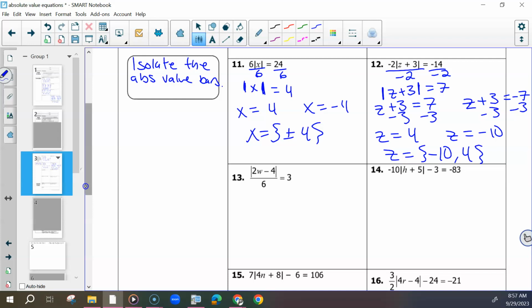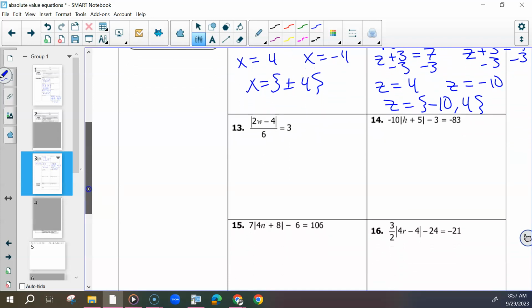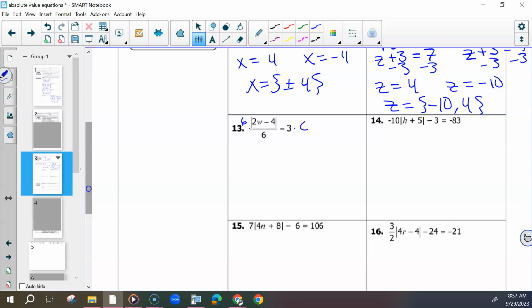Let's try 13. How would we get that isolated? Multiply by 6 on both sides. We've got to get rid of that 6, and the only way to do that is to multiply. We have absolute value of 2w minus 4 equals 18. What's our next step?